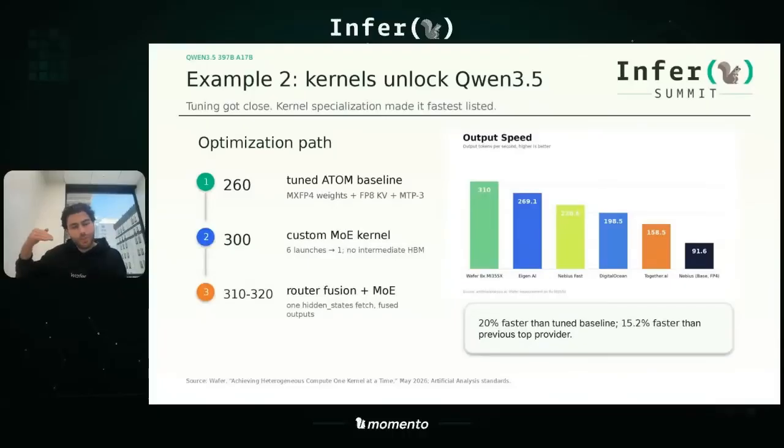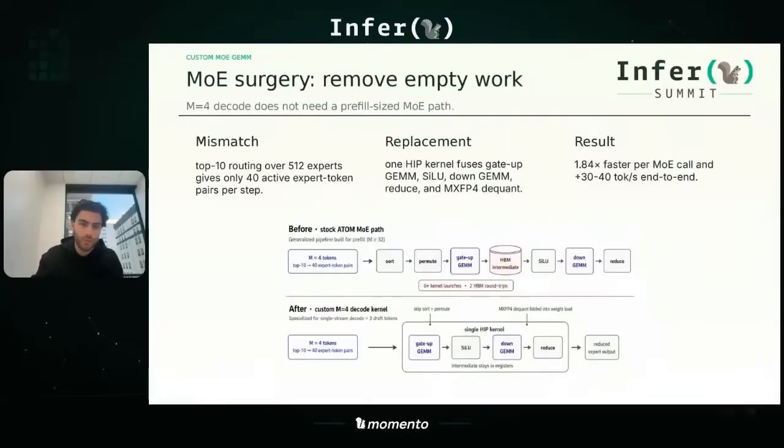Then what took us from 260 to 300 was writing custom MoE kernels. We did a fusion that fused 6 launches into one, so that there was no intermediate HBM that we had to go all the way to, which managed to speed up the tokens per second from 260 to 300. And then for the last optimization, to really get in front of the other providers like Eigen, Nebius, and DigitalOcean together, what we did was router fusion plus MoE, so more kernels. And I'll talk more about each one.